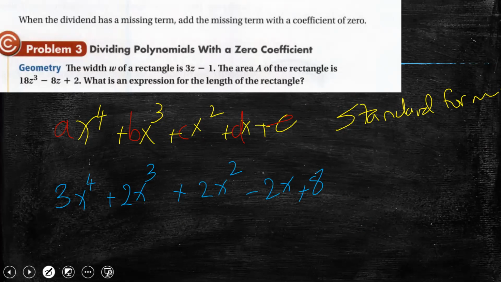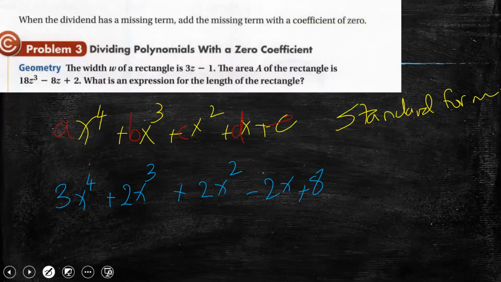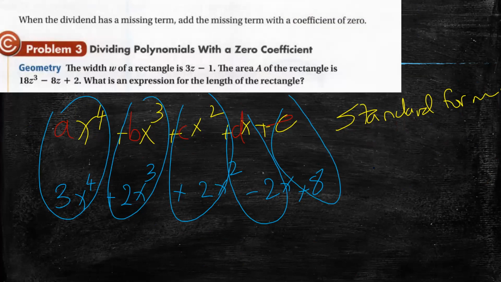Or is there anything missing? No, nothing missing. Bravo. How did I know? Look at each term here. All of them are written. So, nothing missing here. Right. If you have another example.